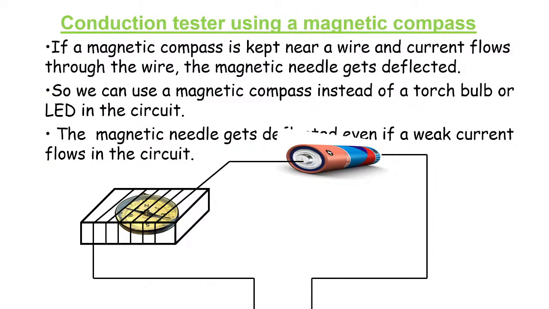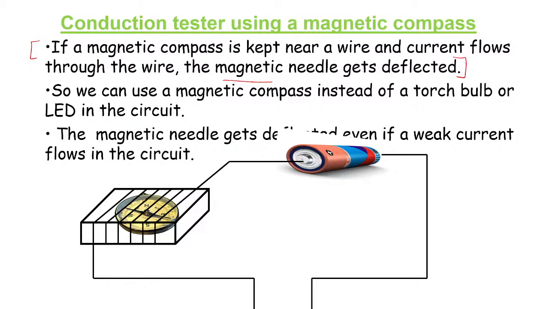You can also make a conduction tester using a magnetic compass. So there are three ways of making a conduction tester: a simple circuit with a bulb, the second one with an LED, and now you can replace the bulb with a magnetic compass. We know that if a magnetic compass is kept near an electric current, if the current is flowing and you keep a magnetic compass near that circuit, what will happen? The magnetic needle will show deflection. Okay, the magnetic needle gets deflected.